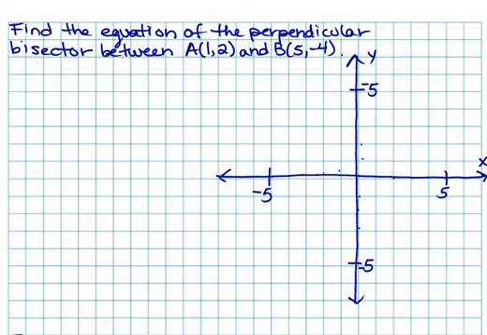So find the equation of a perpendicular bisector between points 1, 2, 3, 4, 5, 1, 2, 3, 4. Okay. Perpendicular bisector means that it has to be perpendicular to this line and also cutting it in half. So where is half? First is to find the midpoint.